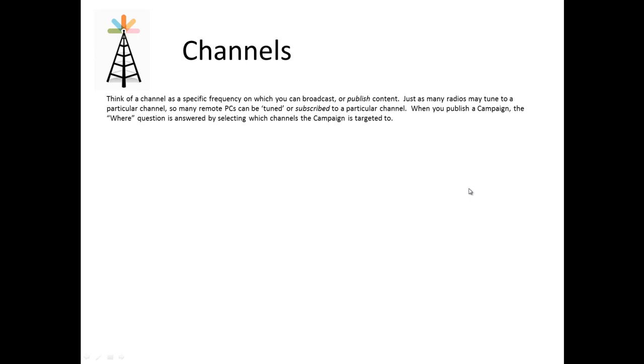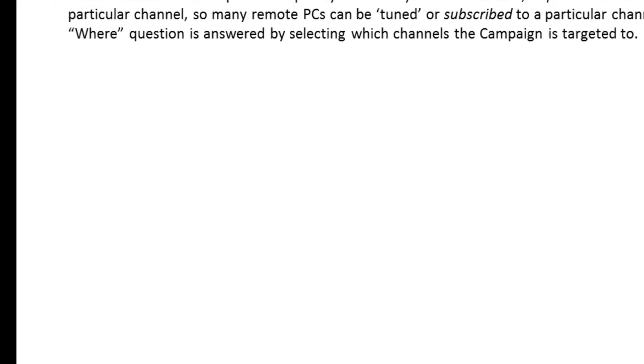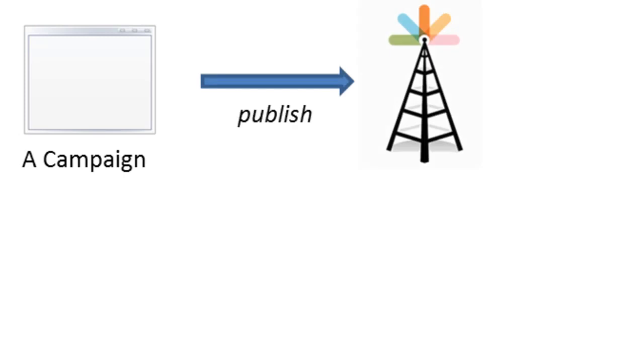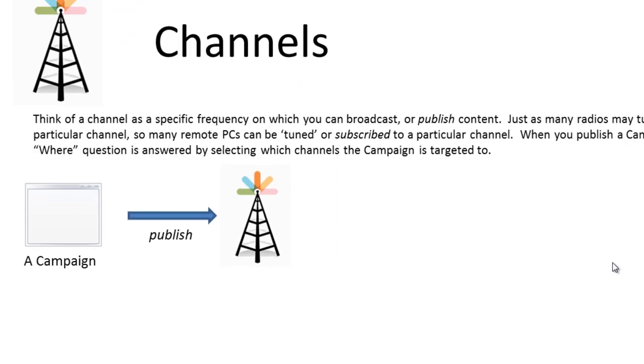So let's talk about channels. Well, a useful way of thinking about how channels work is to consider a radio station or a TV station. A radio station has a certain frequency, and it broadcasts content on that frequency, and any radio set that is within range and is tuned to that particular frequency will play back whatever's broadcast by the radio station. A channel is kind of the same thing. You create a channel within Campaign Manager, and everything that you publish to that channel will end up playing out on the players subscribed to that channel.